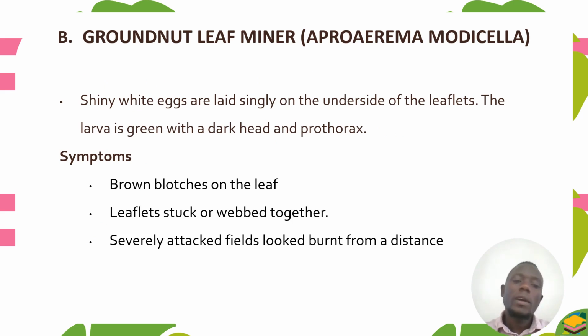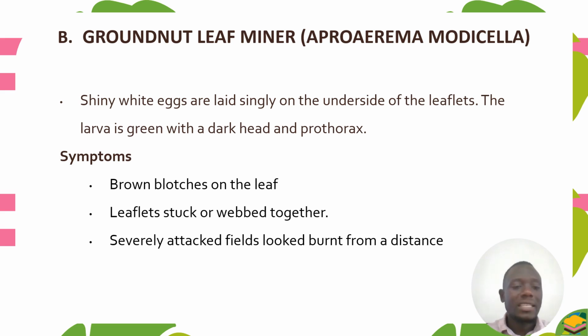So you can know groundnut leaf miner by looking at the following. Shiny white eggs are laid singly on the underside of the leaf. On the underside of the leaves, you find eggs which are shiny white. The larva of the groundnut leaf miner is green with a dark head and prothorax. So it has a dark head, and the prothorax is also dark.